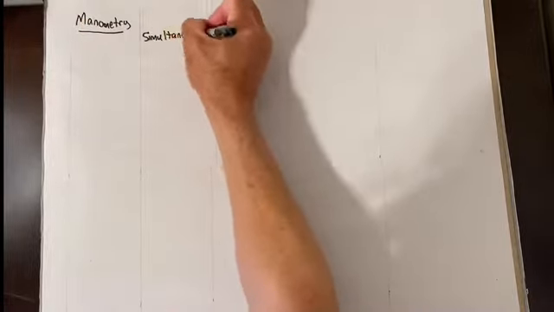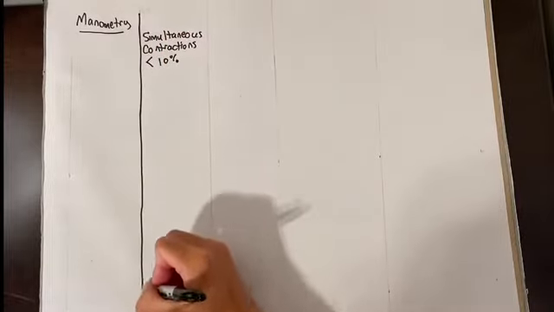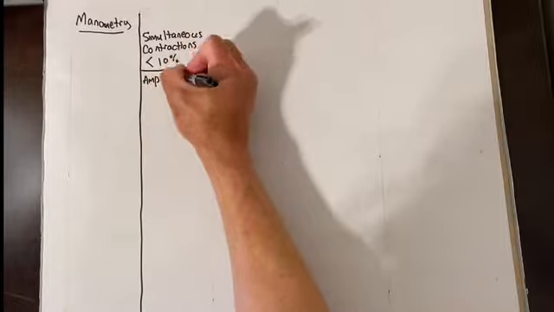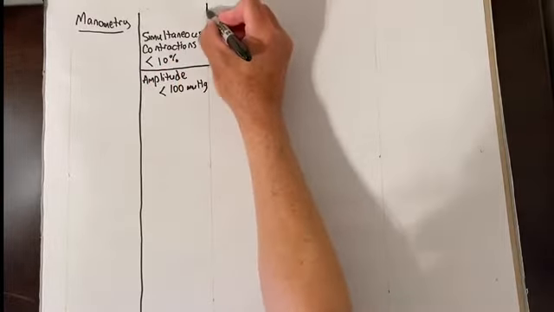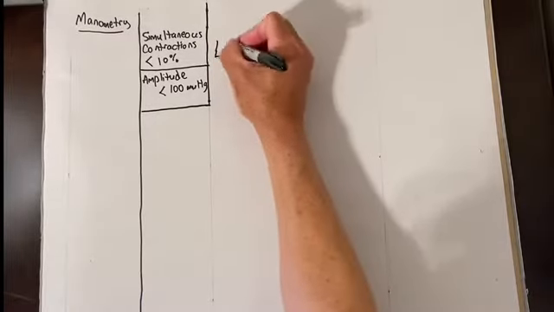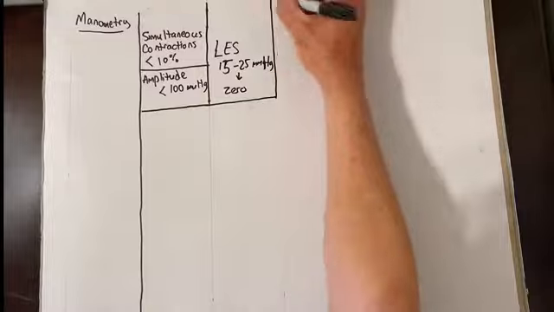In older units of measurement, there are 10% or less simultaneous contractions in the esophagus. The mean amplitude of esophageal contractions is less than 100 millimeters mercury, and the lower esophageal sphincter resting pressure is 15 to 25 millimeters mercury and relaxes to 0 with a swallow.